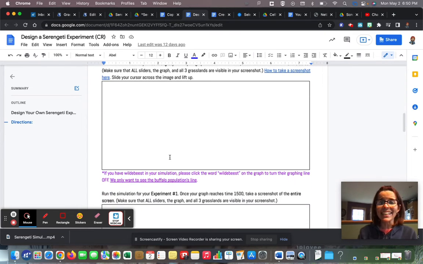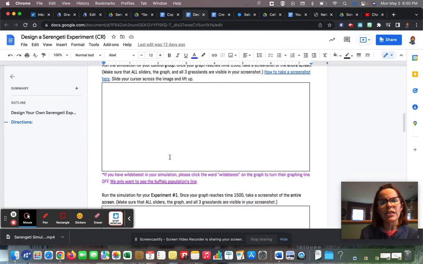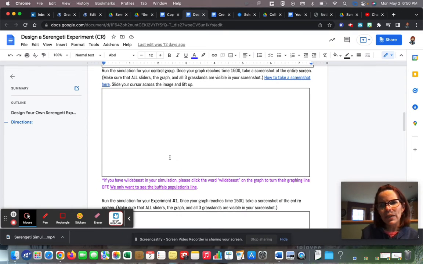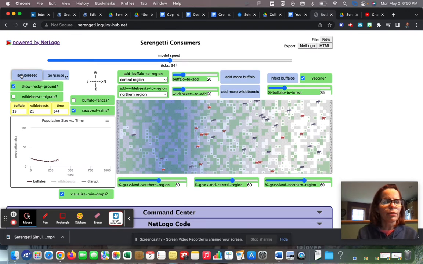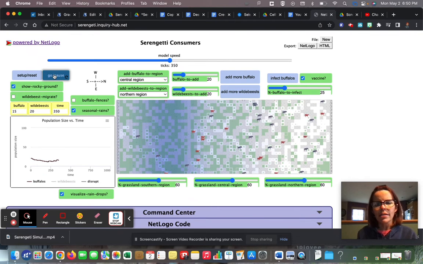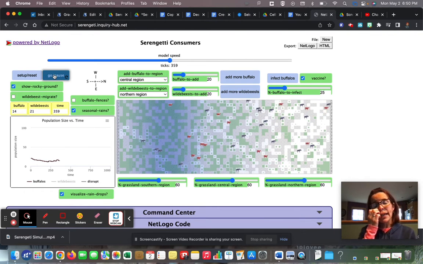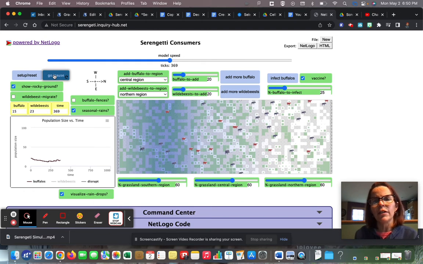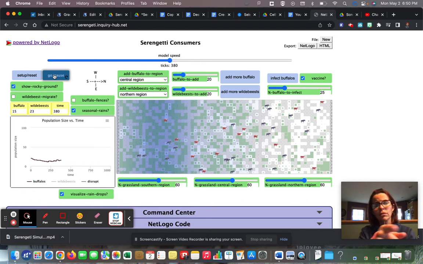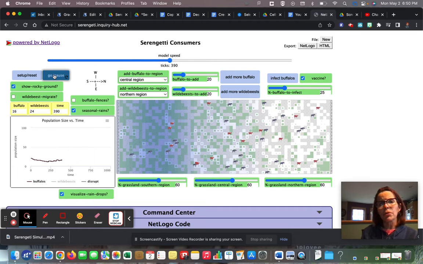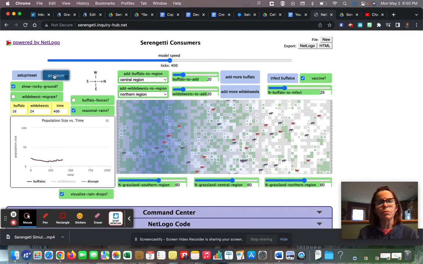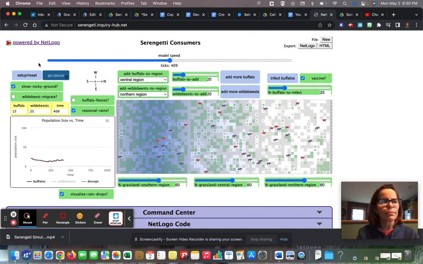All right, so next, now you need to take a screenshot. You need to take a screenshot of your control group. So let's say, I'm going to keep running this for a second. So I'm going to hit go, pause, and they're still going. And let's say we got to time 1500. Now you need to learn how to take a screenshot on your computer, and you don't use your phone, use the computer itself. And I think I'm going to pause it here.